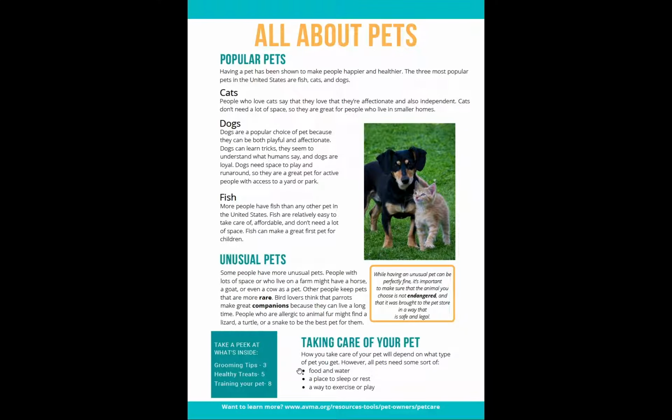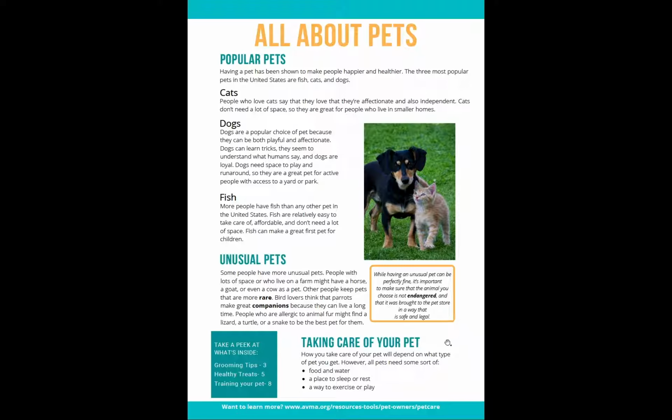And then this final heading on this page is called Taking Care of Your Pet, and what's interesting about it is that it contains a bulleted list. These little round dots we call bullets. Sometimes putting things in a list like this is the quickest, most efficient way to share information. So this is a 3-point list that all pets need some sort of food and water, place to sleep and rest, way to exercise or play. Three different little points. And lists will either use bullets, like these little round things, numbered lists, or sometimes lists that just use letters of the alphabet for each point. So A, food and water, B, a place to rest or sleep, or C, a way to exercise or play.